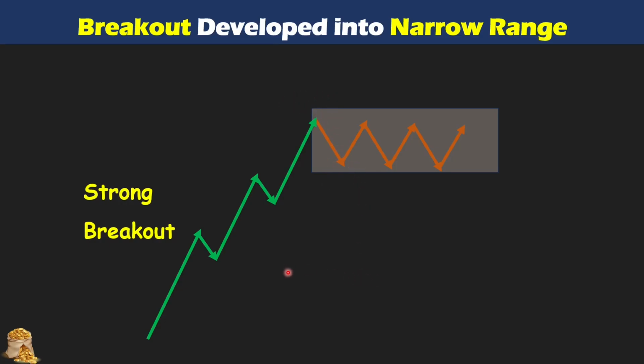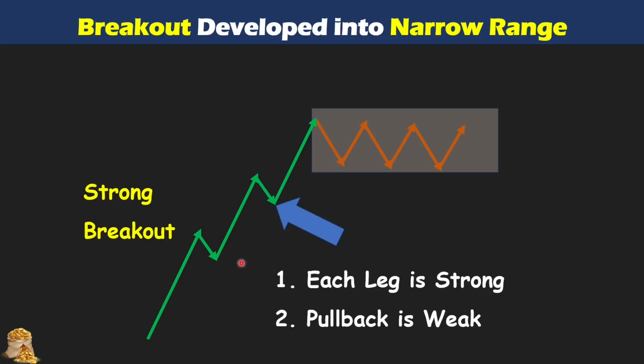So in general, how do you tell if this is a strong breakout that develops into a narrow range? First, each leg is very strong, and you can measure how much each leg goes up, and they're relatively the same. Another thing is that the second leg or the third leg could be much larger than the first leg. That means the trend is getting even stronger as it develops. Another way is to tell by the pullback. The pullback should be very shallow or very weak. That means the trend is very strong.